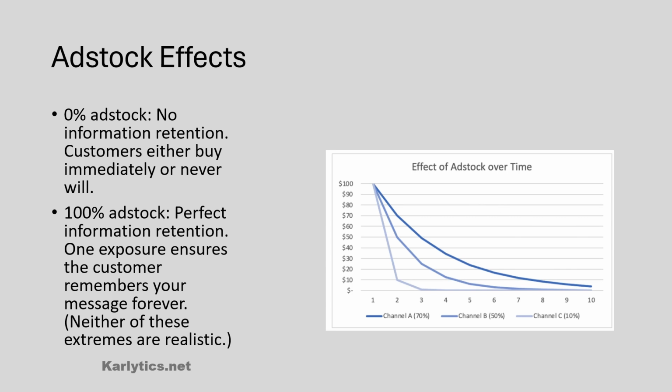Depending on how ad stock gets set will have a substantial impact on the channel coefficients, with high ad stocks increasing the coefficients and low ad stocks decreasing the attributed impact.